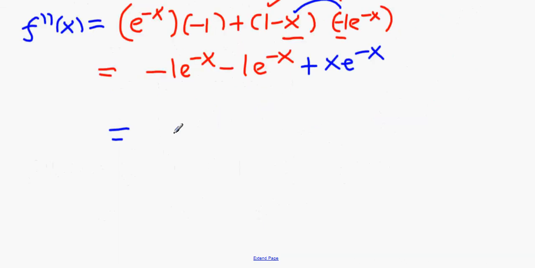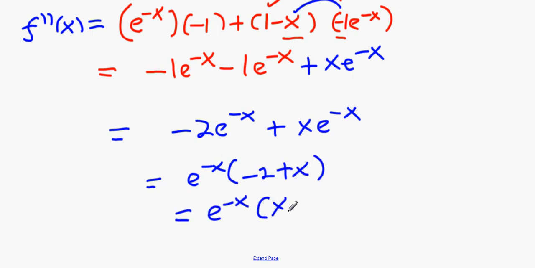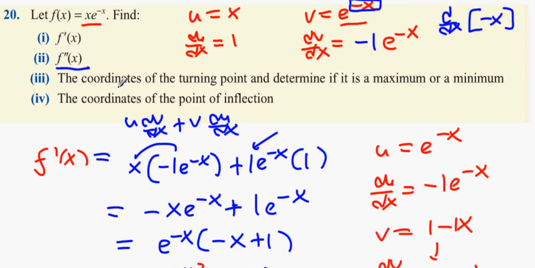And then we're going to have minus 2 e to the minus x plus x e to the minus x. Or if we factorize that, we can get e to the minus x (minus 2 plus x), or that's the same thing as e to the minus x (x minus 2). Okay, what you want me to do next is find the coordinates of the turning point and determine if it's a maximum or minimum.